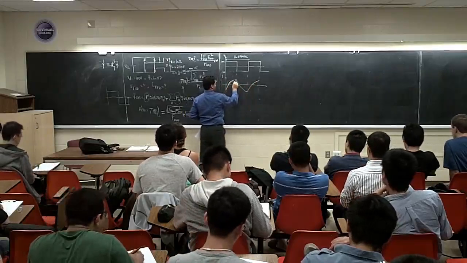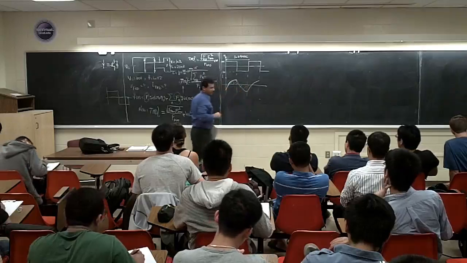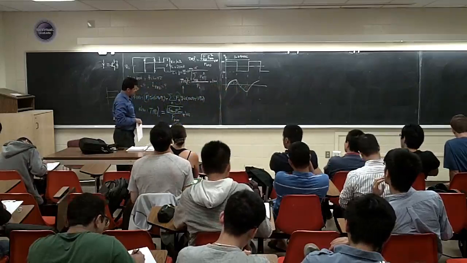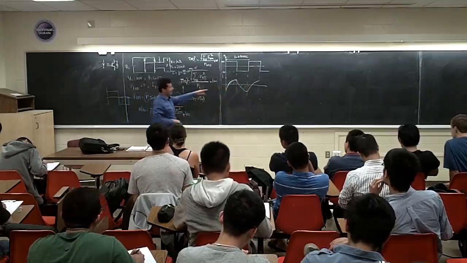And this average should be 0. The one I plotted here is not. I plotted that, but it should be 0. Now, can somebody tell me how much is the maximum here?